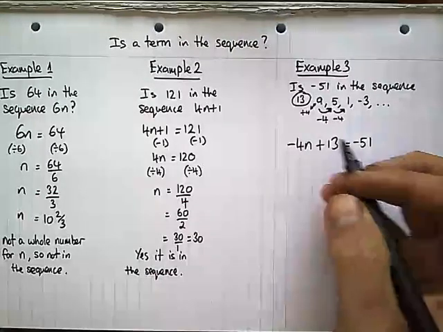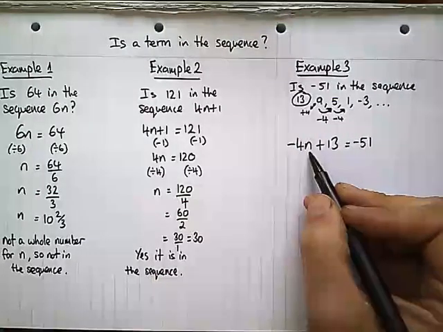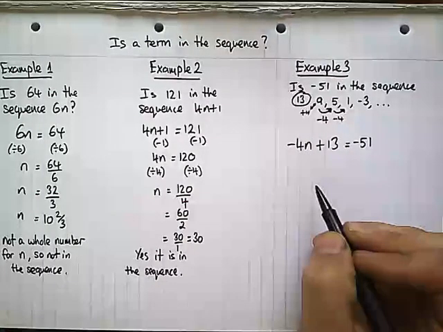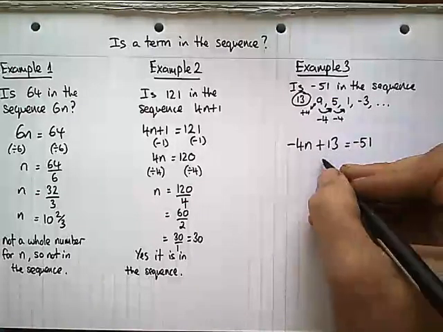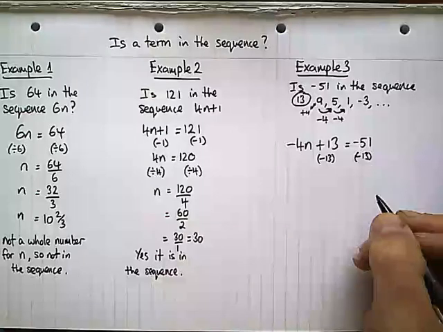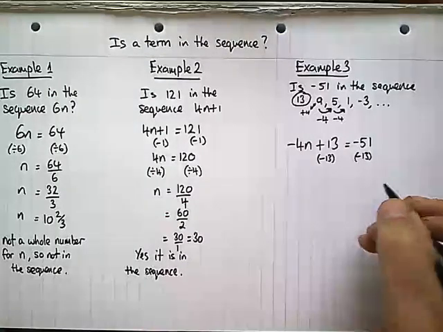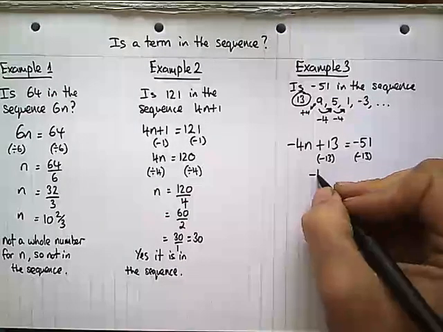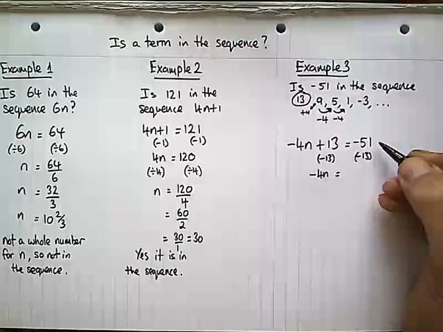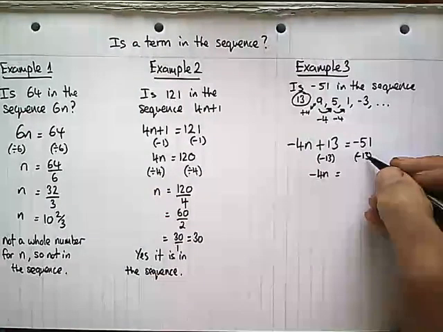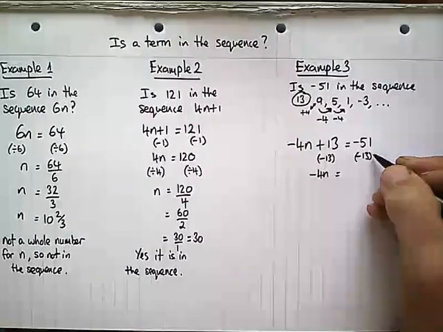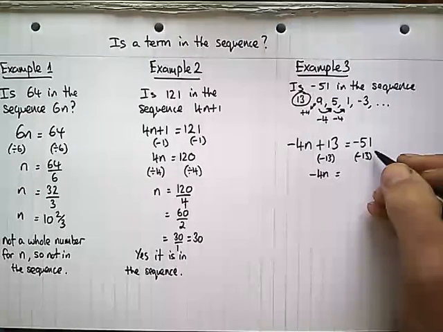So I've got minus 4 times n plus 13. I need to undo this to get n on its own. So I will subtract 13 from both sides. Remember, whatever I do to one side, I must do to the other. So I'm left with minus 4n. Take away another 13 from minus 51, and, well, take away 10, I get minus 61. Take away another 3, I get minus 62, minus 63, minus 64.